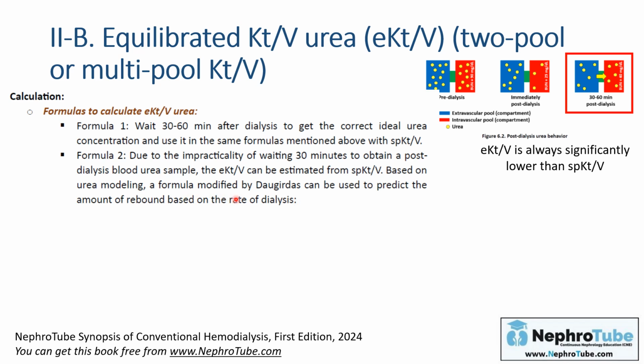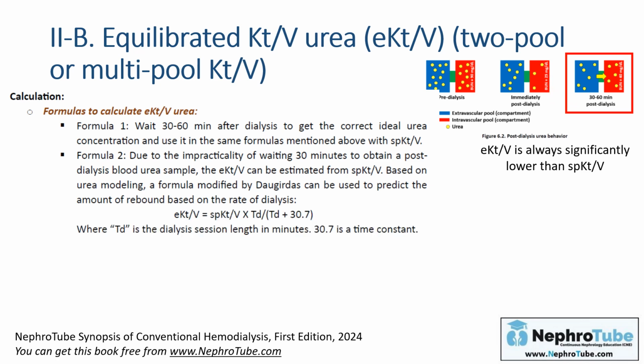made a modified formula that can be used to predict the rebound increase in urea post-dialysis after taking a blood sample immediately post-dialysis. So to measure equilibrated KT/V, you just take the serum urea immediately post-dialysis and use this equation. This equation is modified to predict the rebound in the serum urea level 30 to 60 minutes after the dialysis and give you the correct EKT/V, which depends on the two pools.